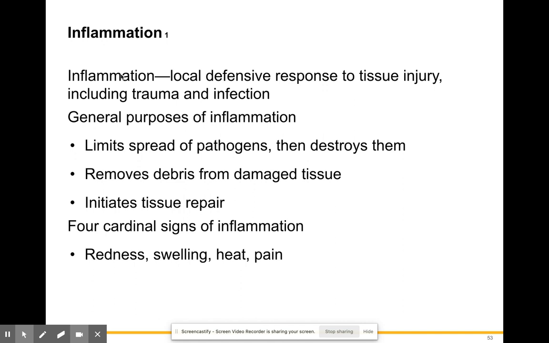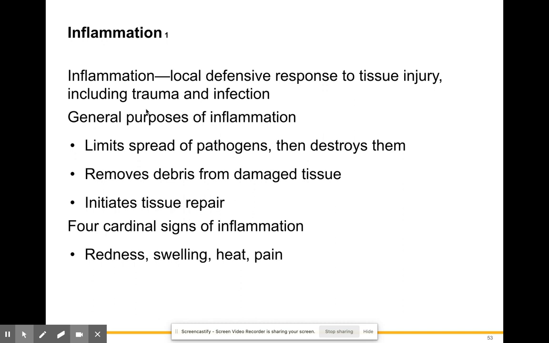All right, so if you hit your thumb with a hammer, okay, your thumb is going to be inflamed and swollen, and it's going to be a lot bigger than the thumb that you didn't hit with a hammer. But you don't have an infection, right? Inflammation does not need to be caused by a pathogen or a virus or a bacteria or anything like that. Okay, inflammation can be caused by injury or infection alike.